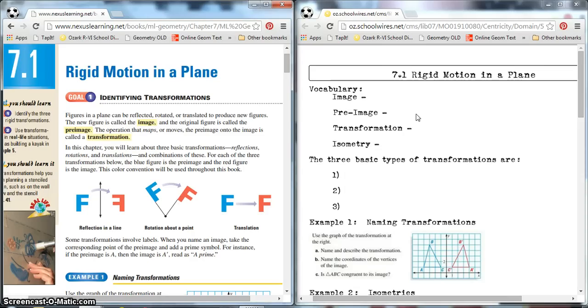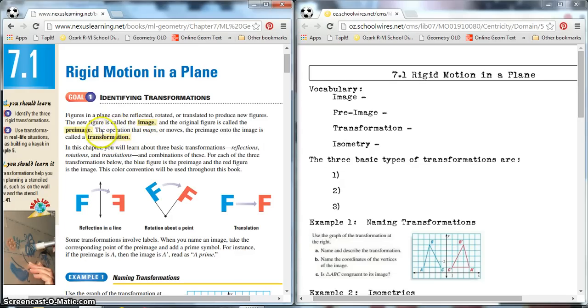It's almost like, to me, we should have a pre-image and a post-image. That just makes good sense to me. But that's not the way it's done. You have your pre-image, which is your starting figure, and then you have your image, which is your ending figure. And those are all transformations.